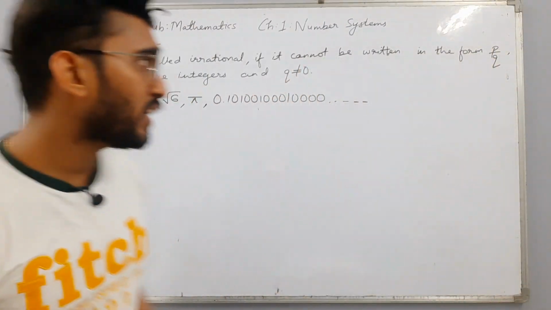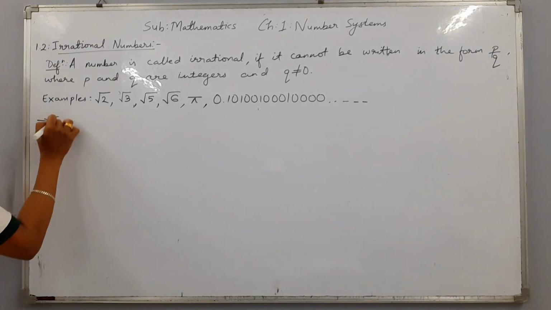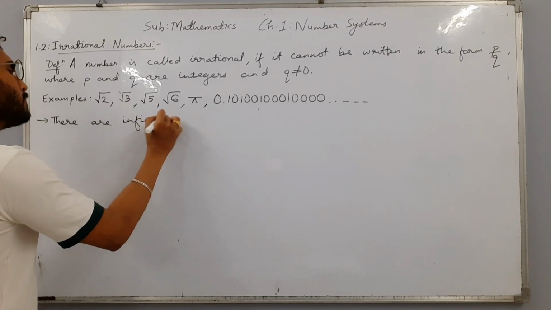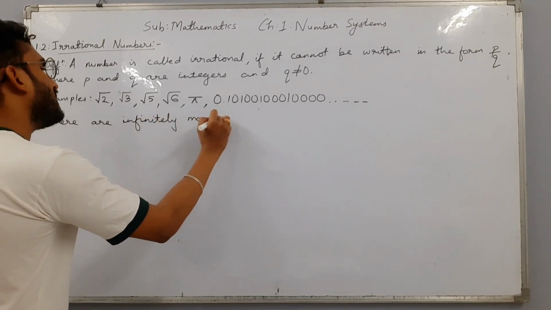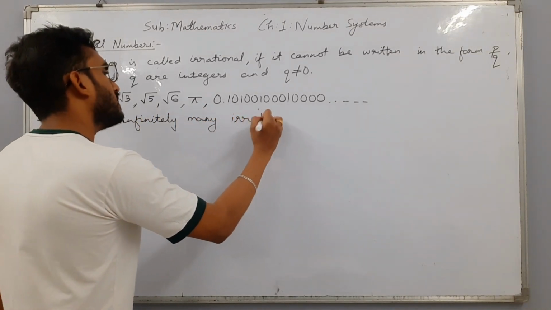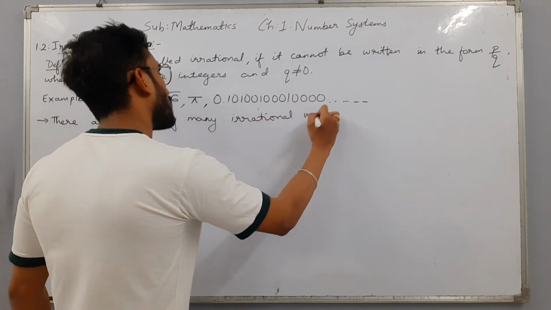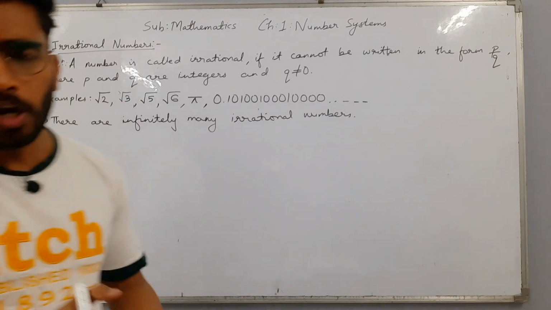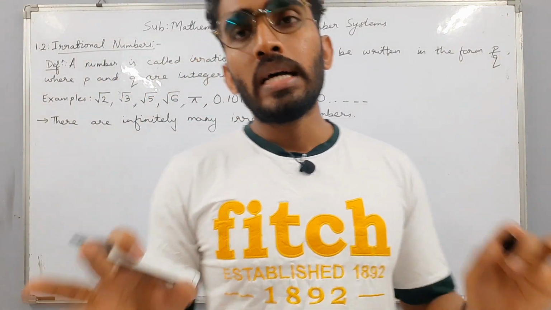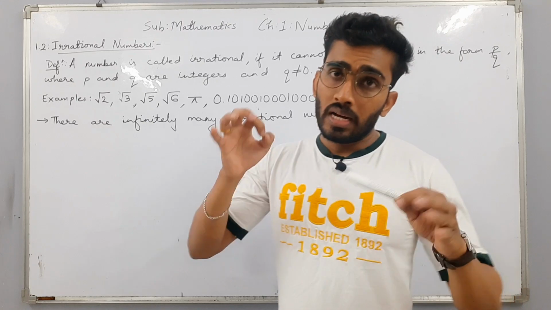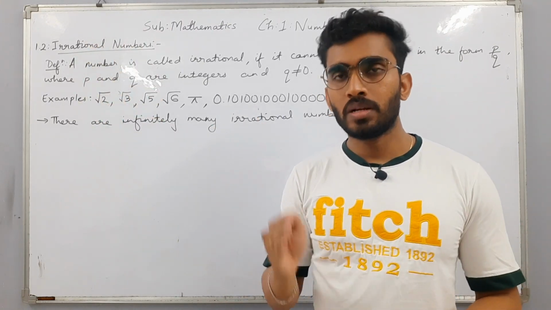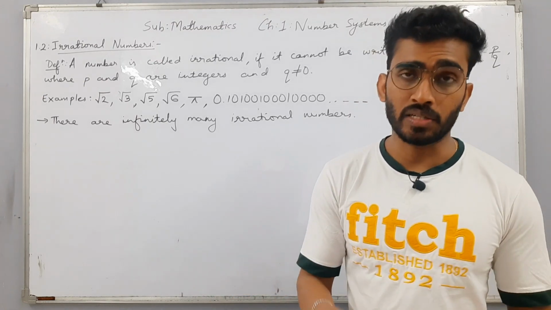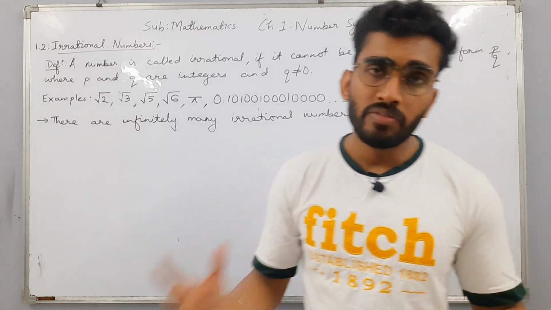One fact you have to note down: there are infinitely many irrational numbers. All the numbers we saw till now, natural, whole, integers, rational as well as irrational numbers, are all infinite, unlimited.